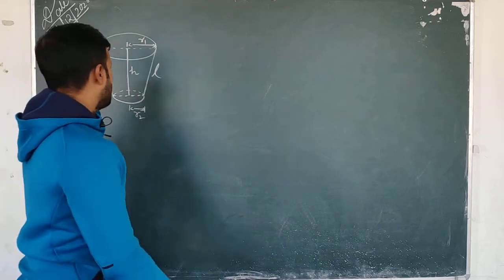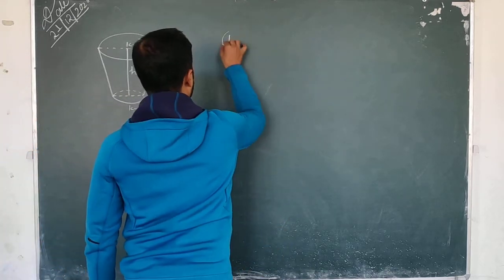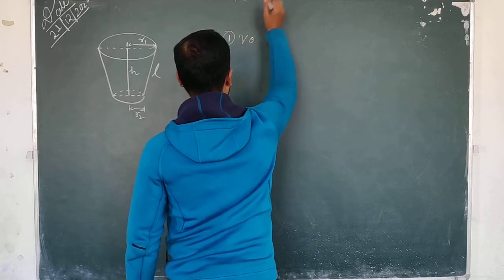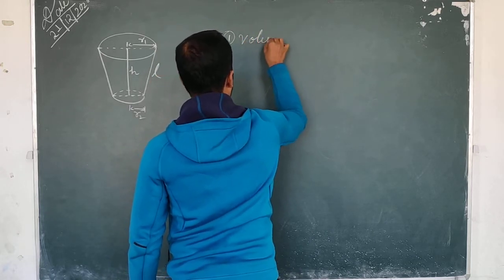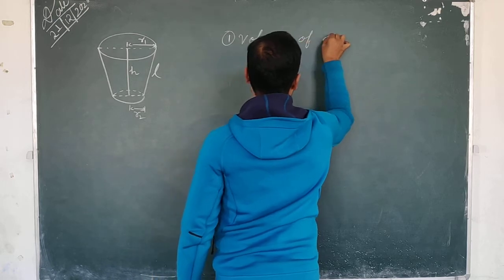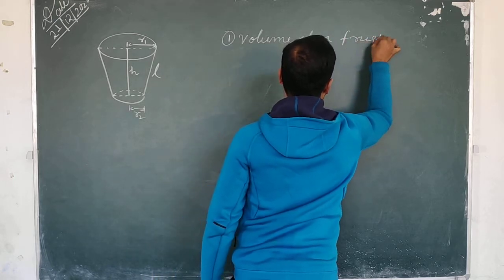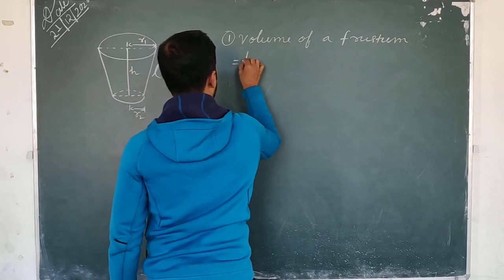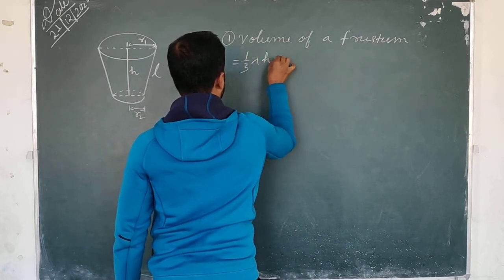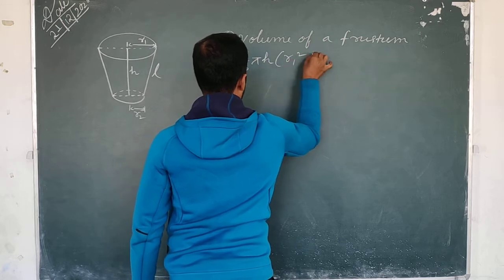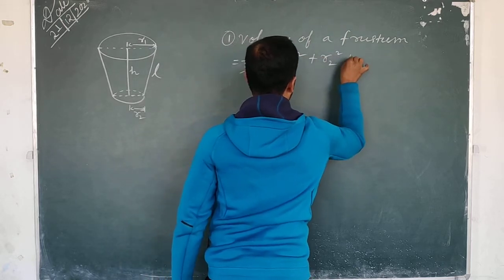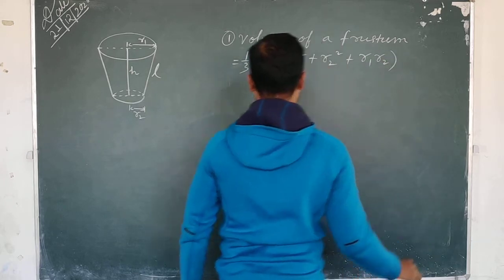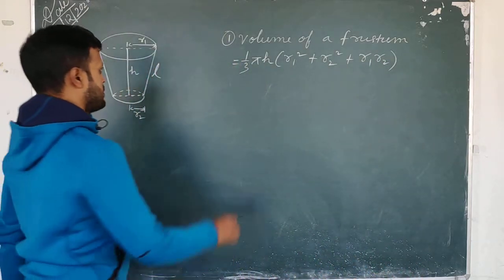Okay, so volume of a frustum is given by 1/3 pi h (r1 square plus r2 square plus r1 into r2). Volume of a frustum.